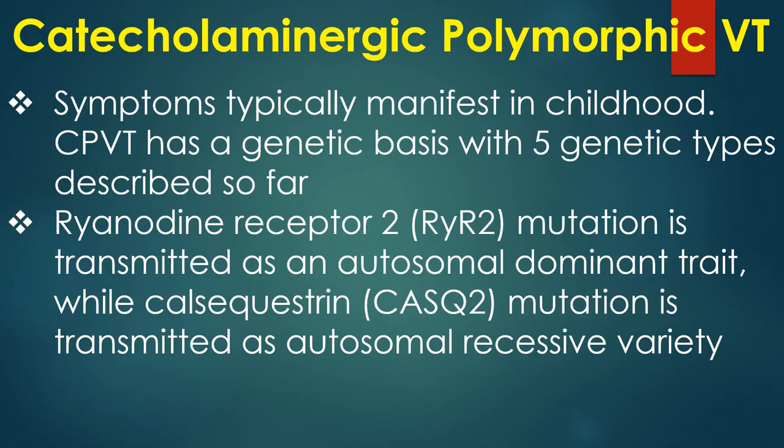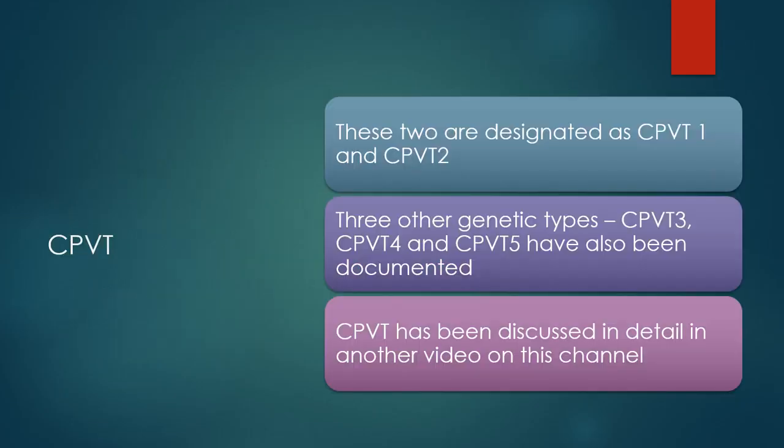CPVT has a genetic basis with 5 genetic types described so far. Ryanodine receptor 2 mutation is transmitted as an autosomal dominant trait, while calsequestrin mutation is transmitted as an autosomal recessive variety. These two are designated as CPVT1 and CPVT2. 3 other genetic types, CPVT3, CPVT4 and CPVT5 have also been documented. CPVT has been discussed in detail in another video on this channel.